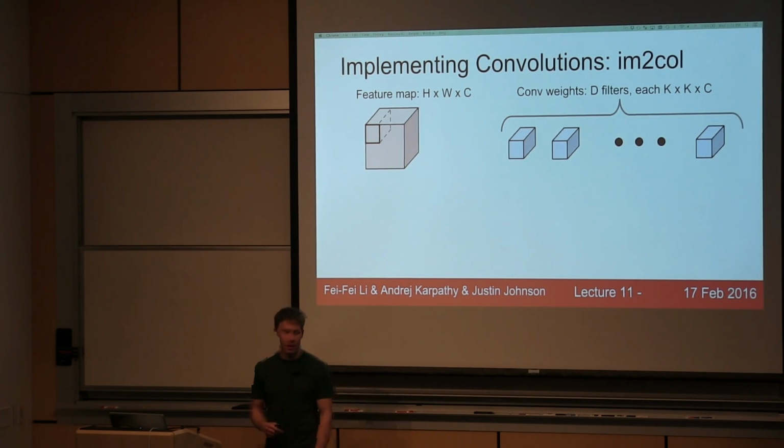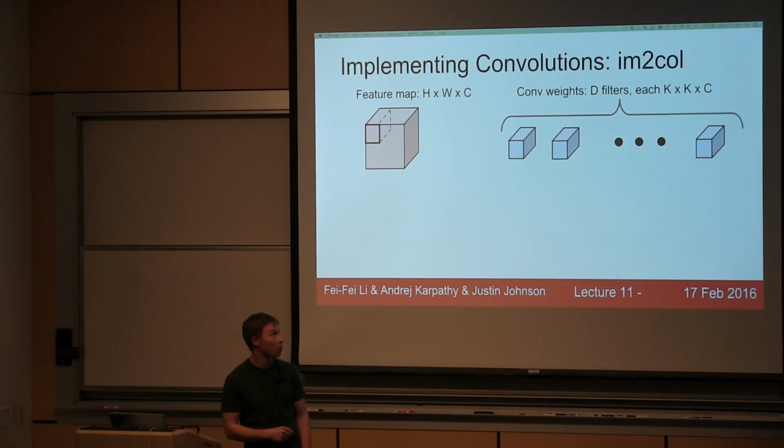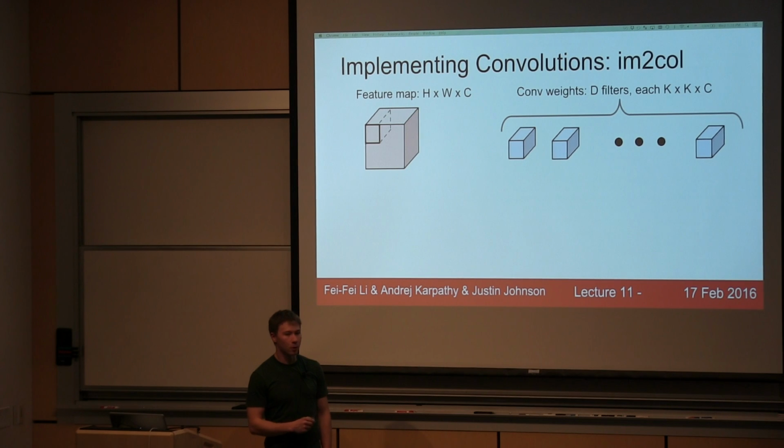So the idea is that we have an input volume that's h by w by c, and we have a filter bank of convolutional filters. Each one of these is going to be a k by k by c volume. So it has a k by k receptive field and a depth of c to match the input over here. And we're going to have d of these filters. And then we want to turn this into a matrix multiply problem.